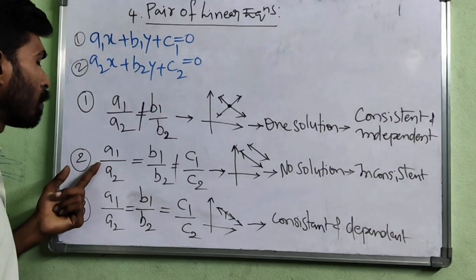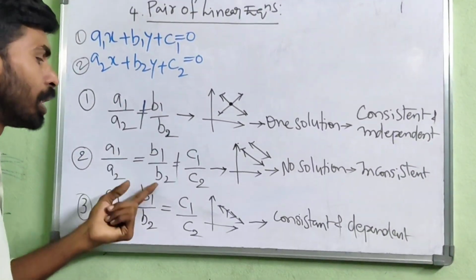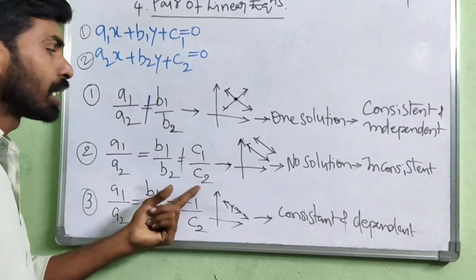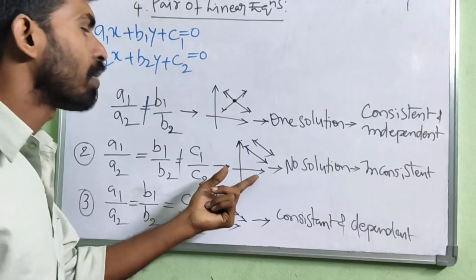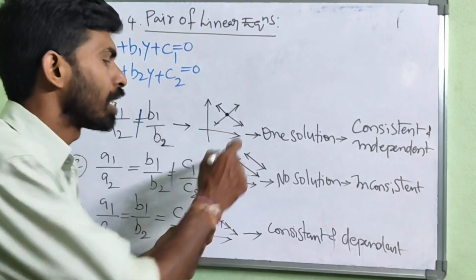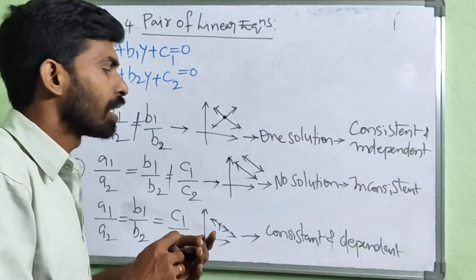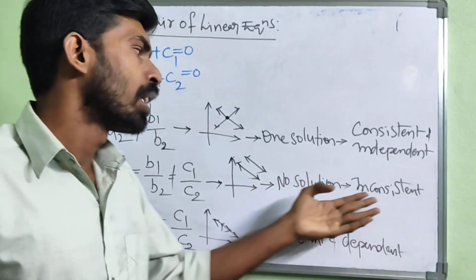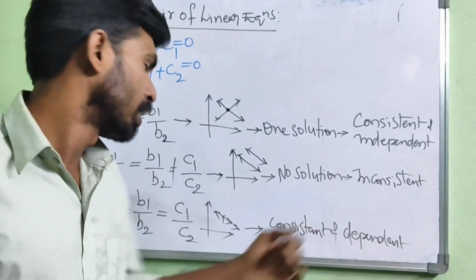If a1 by a2 is equal to b1 by b2 but not equal to c1 by c2, that means the graph will be parallel. The lines are parallel, so there is no solution and the equations are inconsistent.